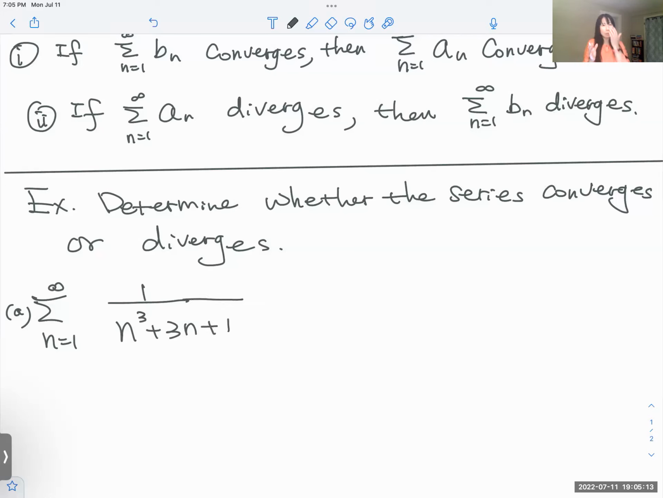Look, we're going to set it up. We say this is a sub n. We're going to set up b sub n as 1 over n to the third power. I'm going to set it up this way, okay? Why? Because this one is greater than or equal to. Can you see that?